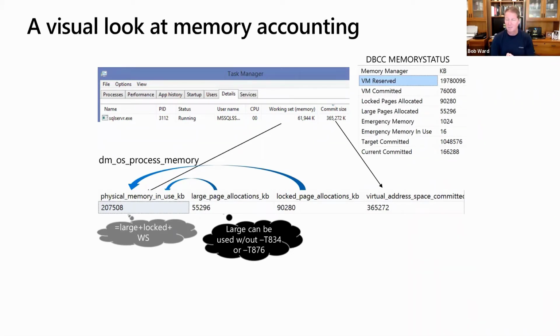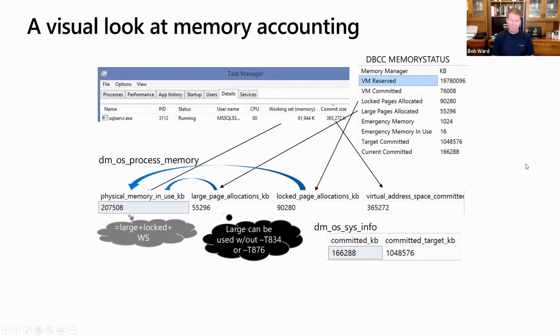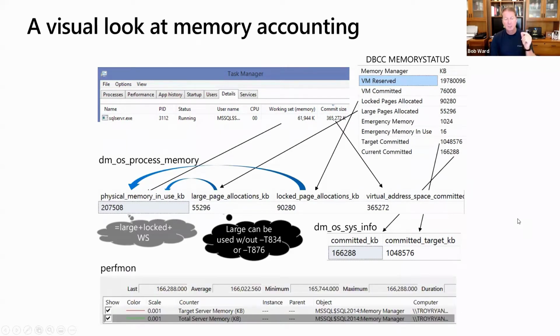Okay, you ever look at DBCC MEMORYSTATUS and wonder, like, what do those numbers mean? So let's equate some of this stuff. So number one, notice that locked pages lines up with this DMV, and large pages lines up with this column of this DMV. And then you have os_sys_info, and you're probably wondering, what are those numbers? Notice here the word target, but also the word committed. How do they line up? Notice here that current committed in memory status lines up with this column, and target lines up here. But what about Perfmon, Bob? Aha, target should be the same as what you see for os_sys_info and memory status, and committed is total.